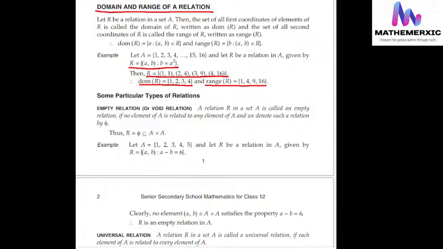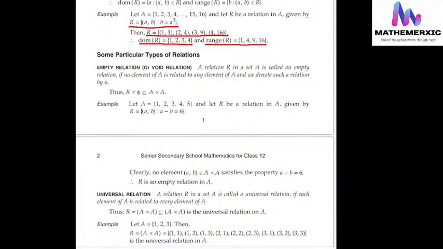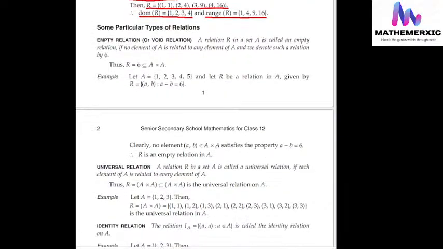R is equal to phi, a subset of A cross A. For example, A is equal to {1, 2, 3, 4, 5}, and let R be a relation in A given by (a, b) such that a minus b is equal to 6. It is not possible, obviously. Clearly, no element (a, b) belongs to R satisfying the property a minus b is equal to 6. So R is an empty relation in A. So we have now seen the empty relation or void relation.